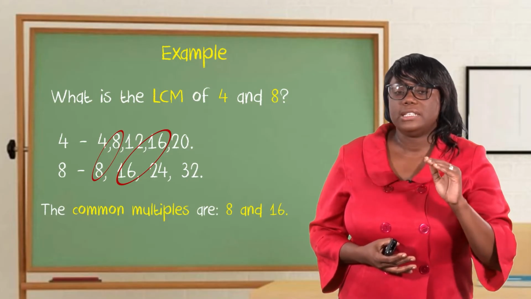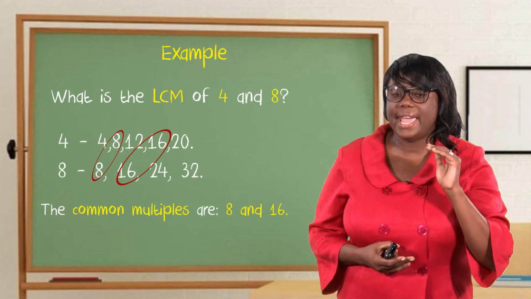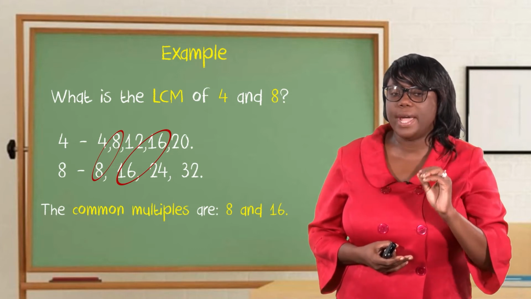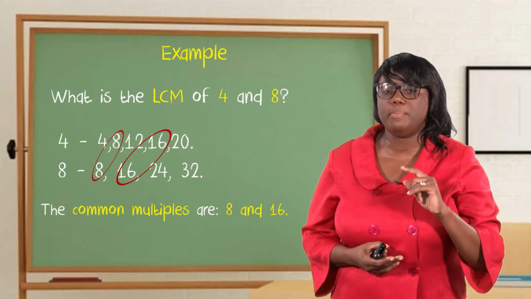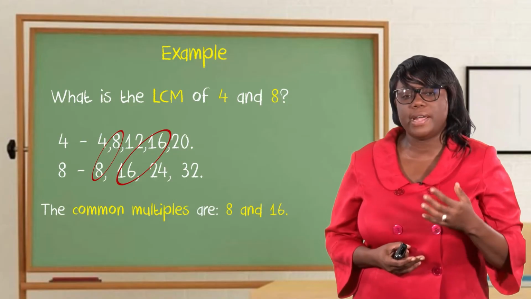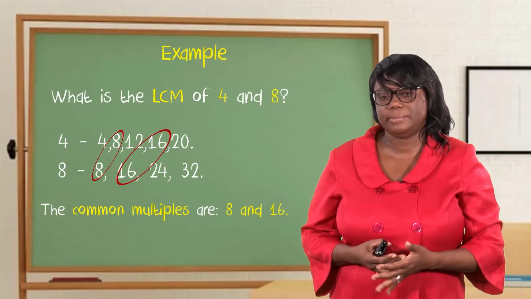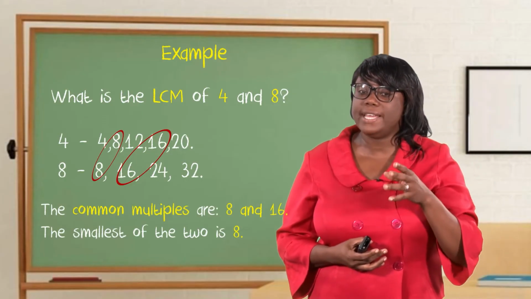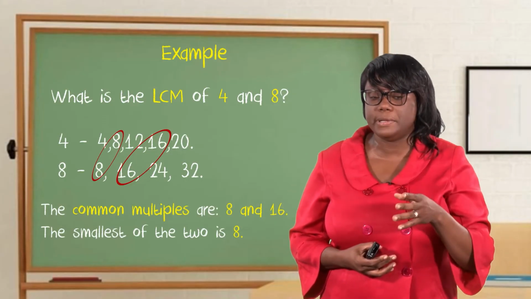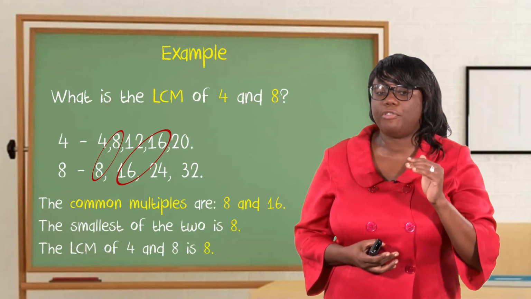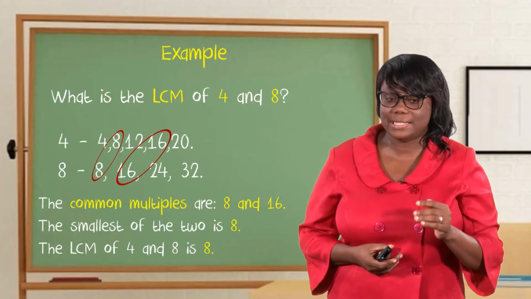Now, we want to find the LCM, which means the lowest or least common multiple. Of the two numbers, which number is the smallest? Good job! 8 is the smallest of the two common multiples. Now 8 is the LCM of 4 and 8.